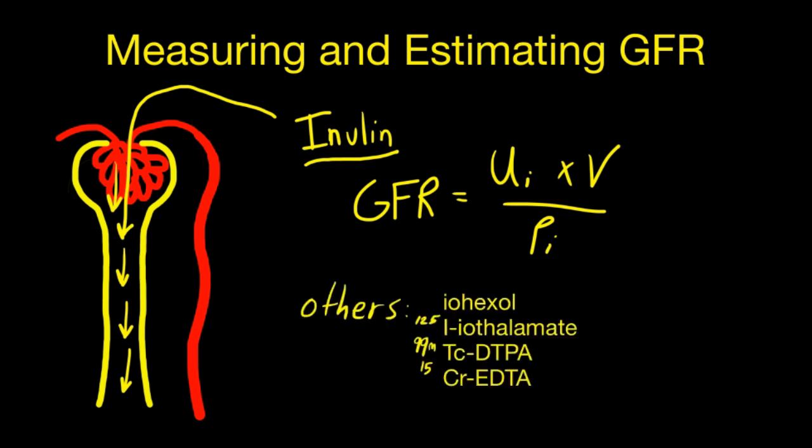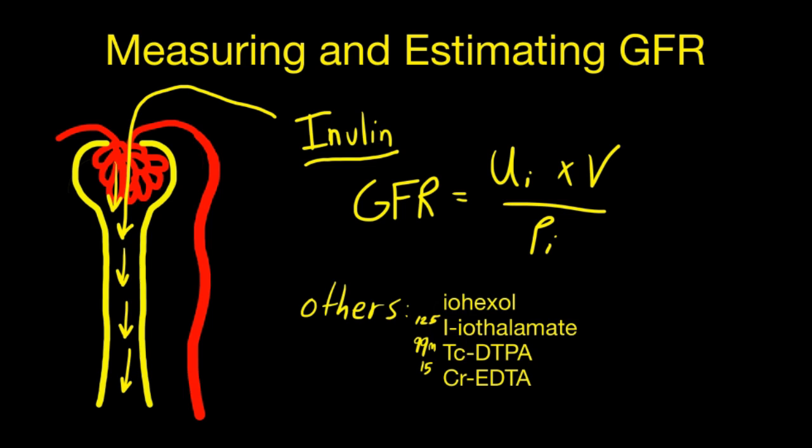However, inulin is rarely used. It's expensive and it's inconvenient for the patient. Think about it: to get a pure urinary collection to be as accurate as possible, you'd have to place a bladder catheter and obtain all the urine that way, and that has risks. So nowadays we have other markers: iohexol, radiolabeled iothalamate, radiolabeled DTPA, and radiolabeled EDTA are other exogenous markers that we use to measure the GFR.